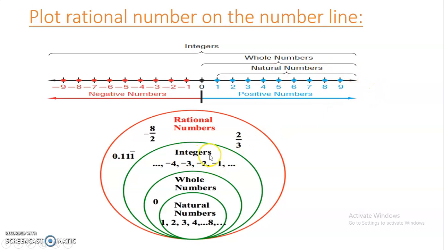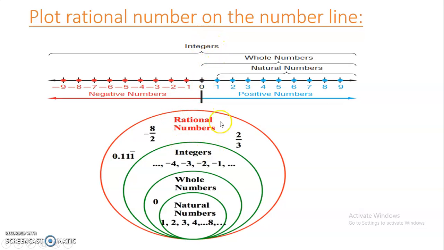Then there are the integers. Integers include the negative numbers, 0 and the natural numbers, and this also goes to infinity. You can see this number line. There are negative numbers also, the 0 also and these positive numbers also. On this number line you can express all the integers.